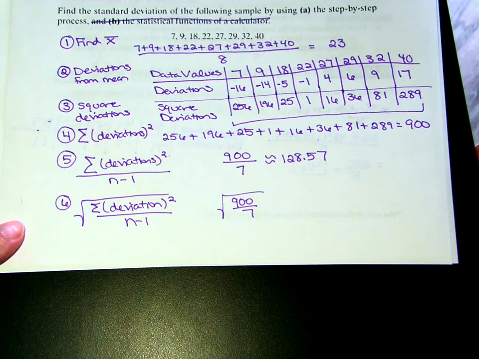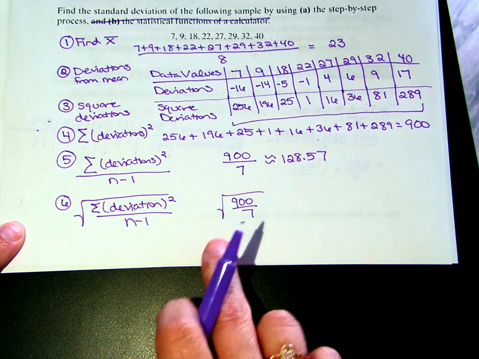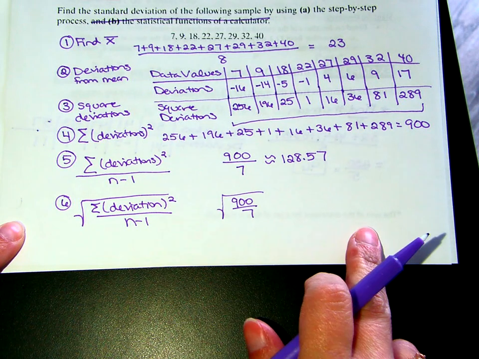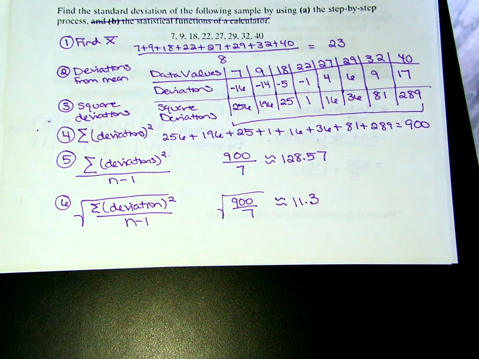That way I'm not using a rounded amount here, and then I only have one time that I'm going to round for my problem, which is down here. Your problems will be very specific on how many units to round to, so you won't have to be second guessing that. But what the standard deviation tells us is that regardless of what our data value was, for this set, there's a standard deviation of 11.3. That's about how much of a deviation we have overall.